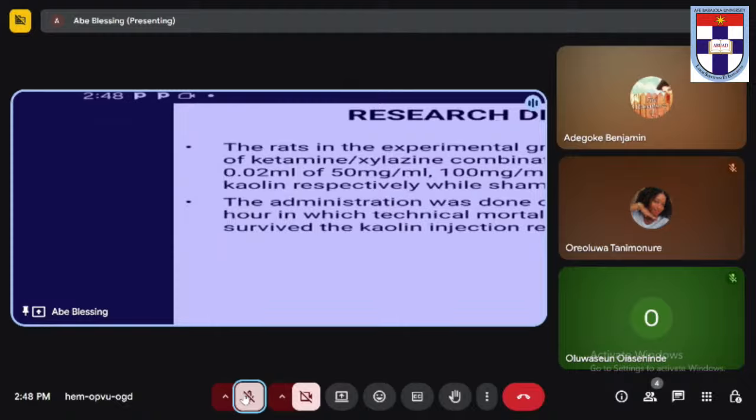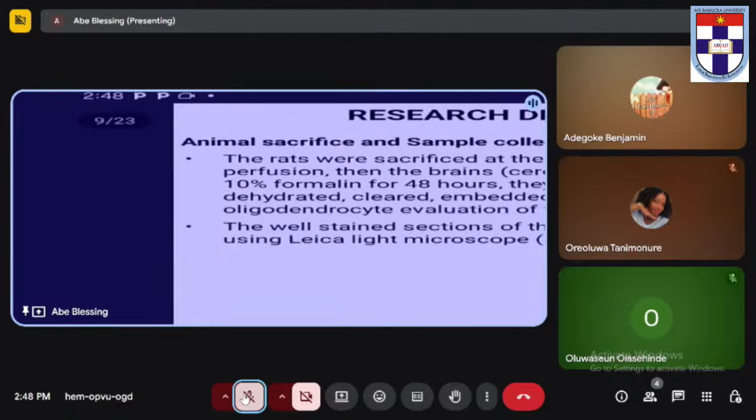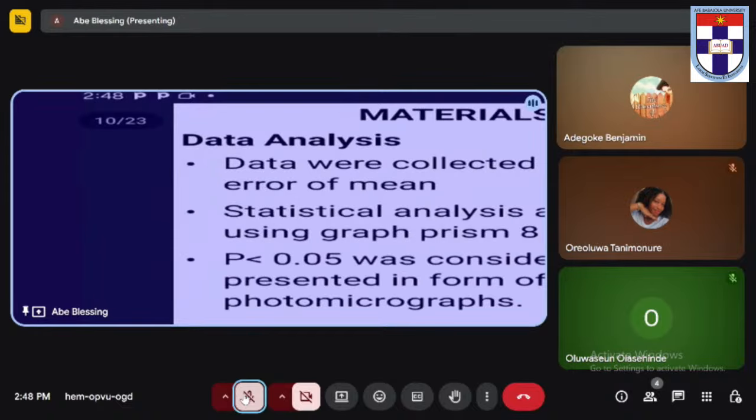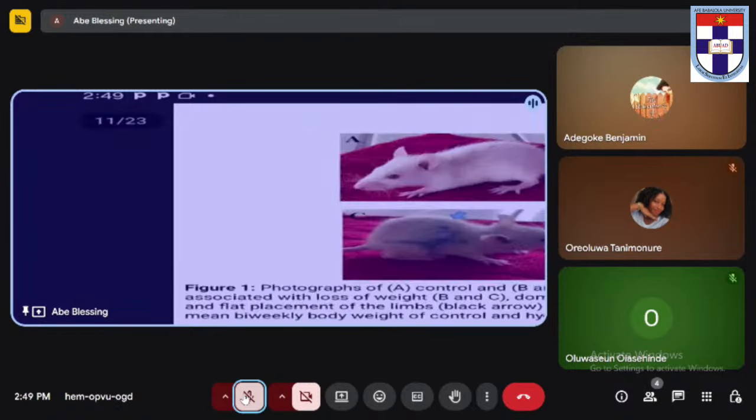Their biweekly body weight was taken and recorded. At the end of the first week post-induction, the animals were sacrificed via intracardiac perfusion, where their brains were dissected out, fixed for 2 days and processed, then stained with hematoxylin and eosin for the evaluation of the oligodendrocytes of this cortical layer. Data were collected and expressed as mean plus or minus standard error of mean. A P-value less than 0.05 was considered significant, and results were presented in the form of photographs and photomicrographs.